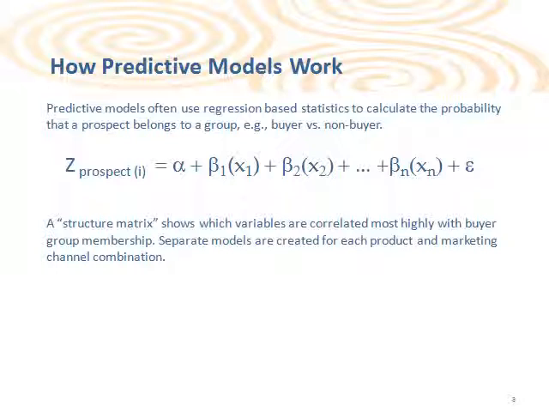Predictive models use regression-based statistics such as discriminant analysis or logistic regression, available in statistical packages like SPSS or SAS, to calculate the probability that a prospect belongs to a group, for example, buyer or non-buyer. In this equation, Z represents the probability that a prospect is going to respond to your offer, and that is a function of an equation where x1 would be one of the independent predictor variables, x2 is the second, and so on. Typically, these equations may have 100 or more predictor variables.